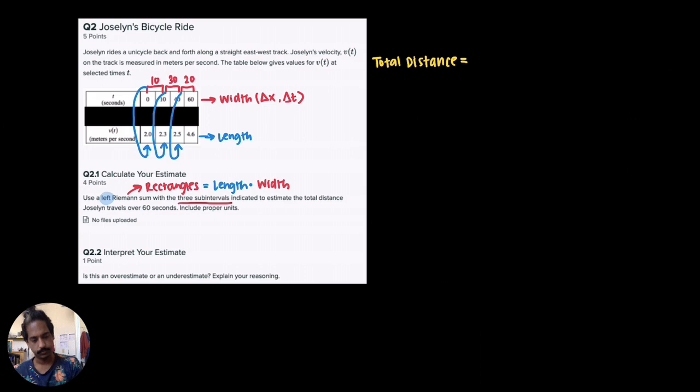We're going to get 10 times 2.0. Maybe I'll put the 2.0 in blue so we can see where it's coming from. That's the first area. Plus the next area, which is going to be given by 30 times 2.3, plus that final area, which will be given by 20 times 2.5. Again, because we're using a left Riemann sum.